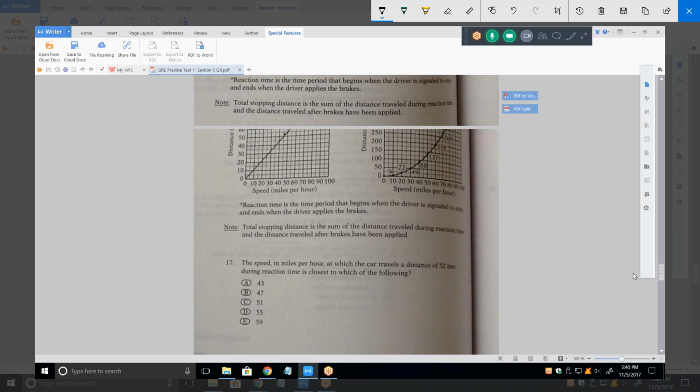No. Reaction time is just what they're asking you for here, the speed. That's the time that the car travels between when you realize you need to touch the brakes and you actually touch them. Once you've hit the brakes, this chart takes over. But this chart on the left is strictly the amount of time it takes to hit the brakes. But it says during reaction time. Which is the title of this chart on the left.